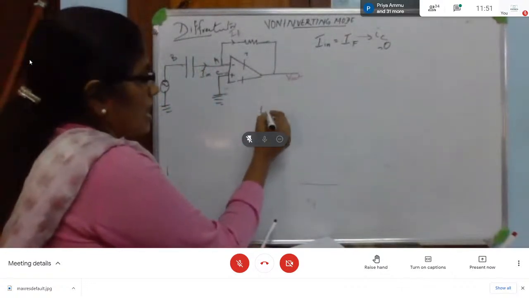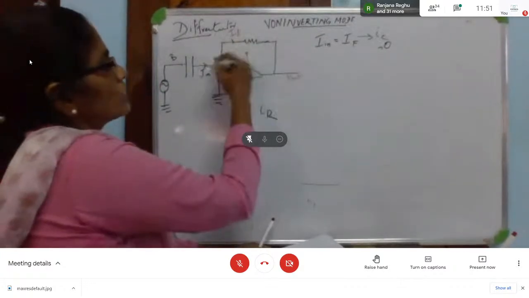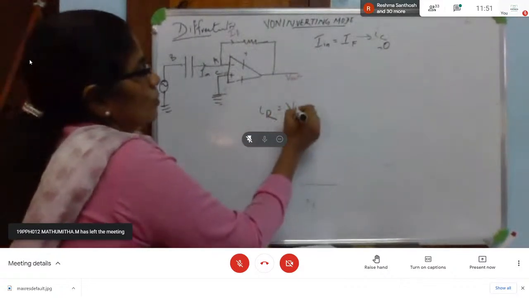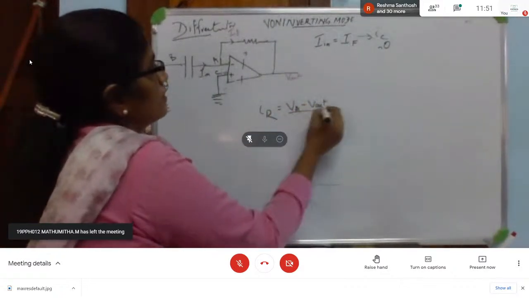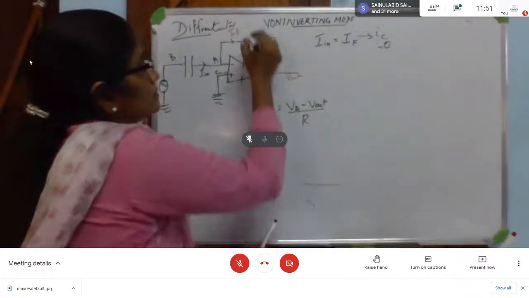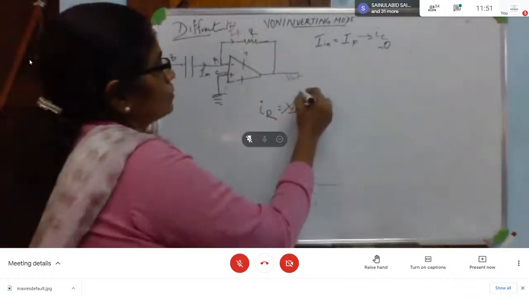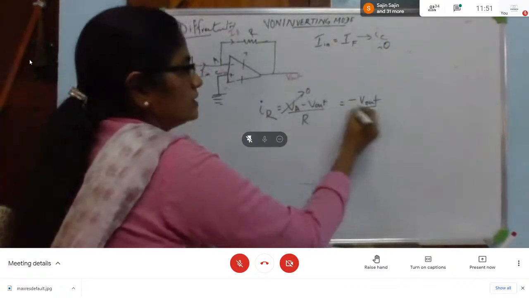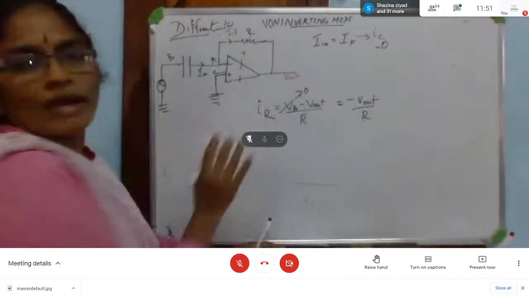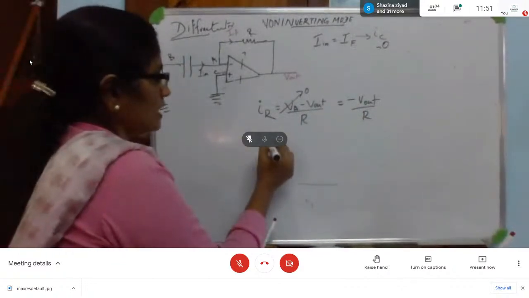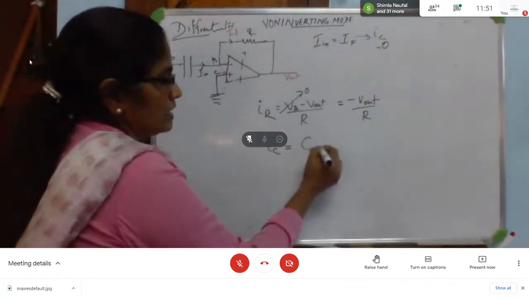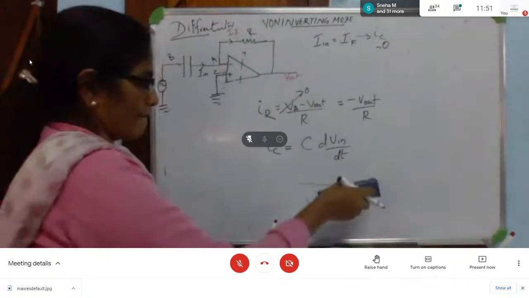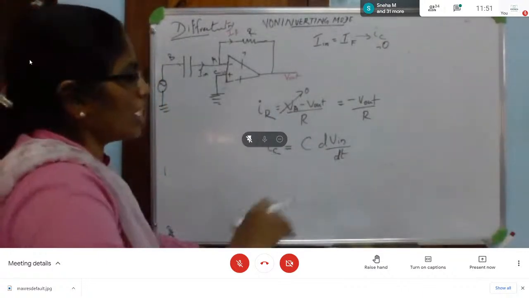Here, IR, you can just do it once again. VA minus V out by R. This is R. V out is zero, so it is minus V out by R. It's the same procedure, just be careful with the values, that is all. So IC, we have already done it earlier. It is C dV in by dt. Now equate IR equals IC.